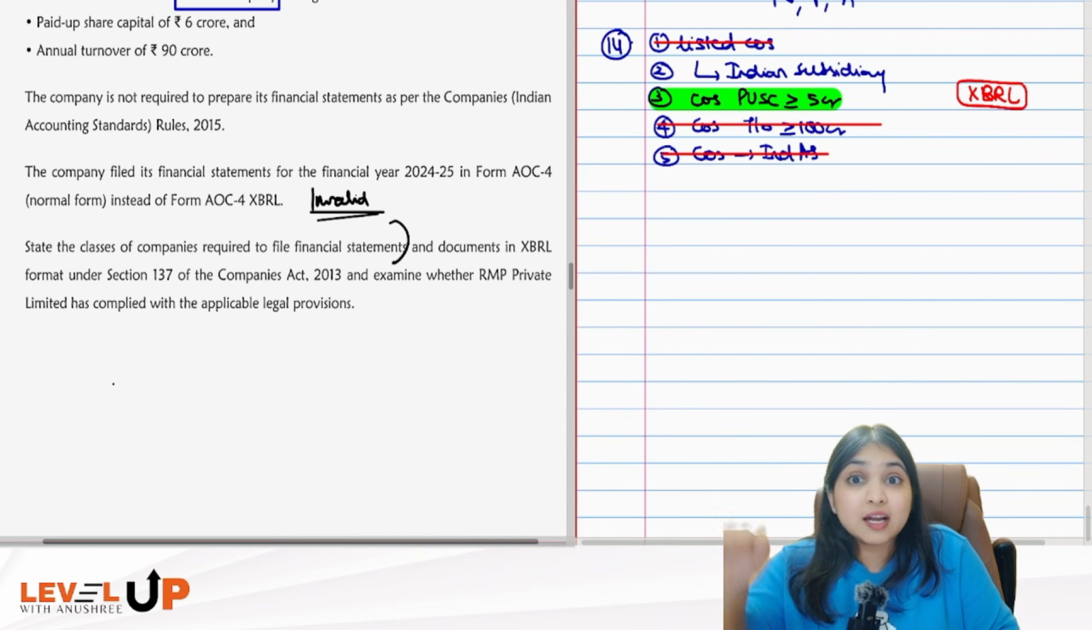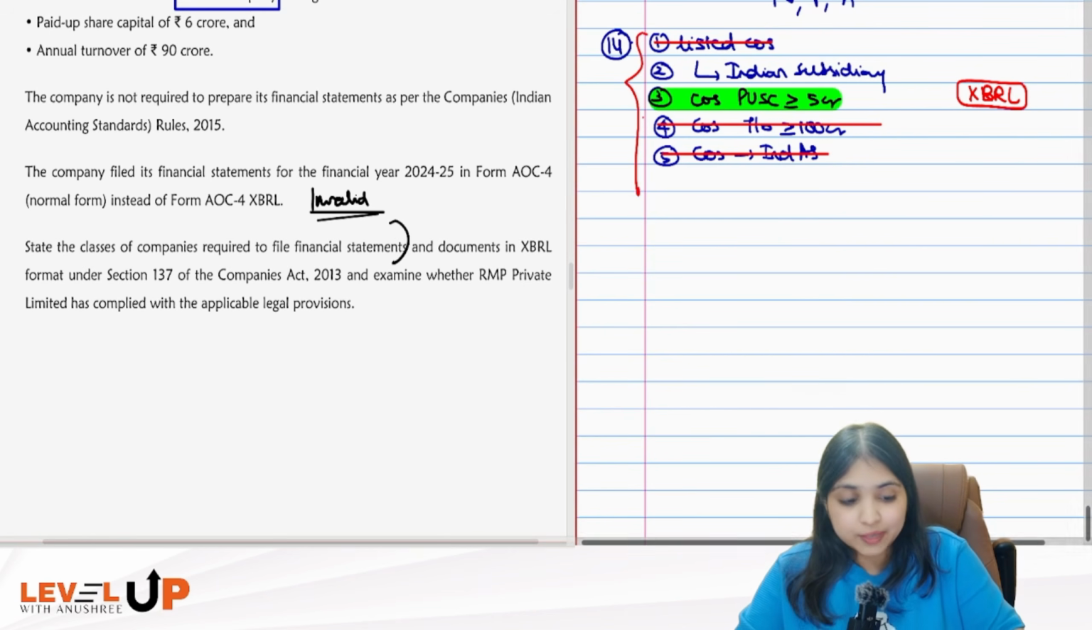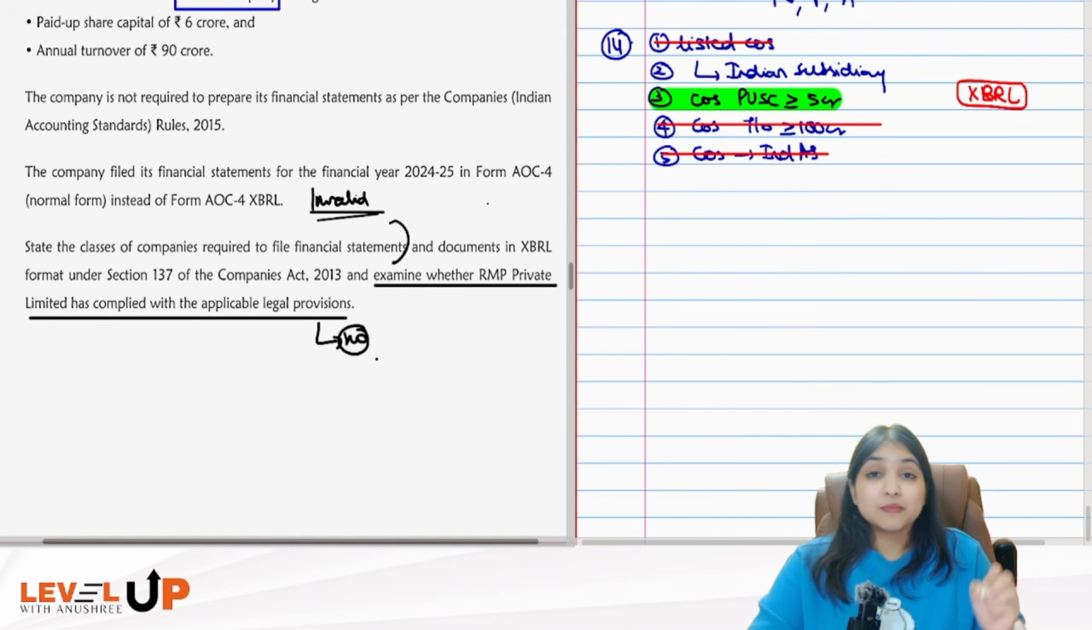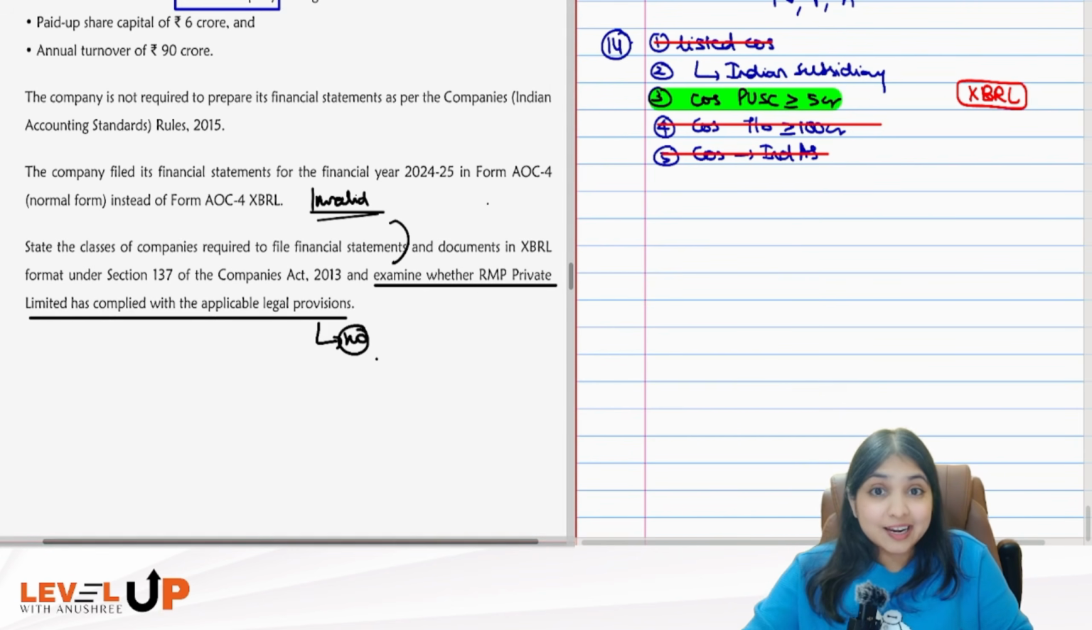State the classes of companies required to file financials. So first they're asking us for the list of companies. This list we have to give. Then they are saying examine whether RMP Private Limited has complied with the legal provisions. No, it has not complied. So read the question, see exactly what they're asking.